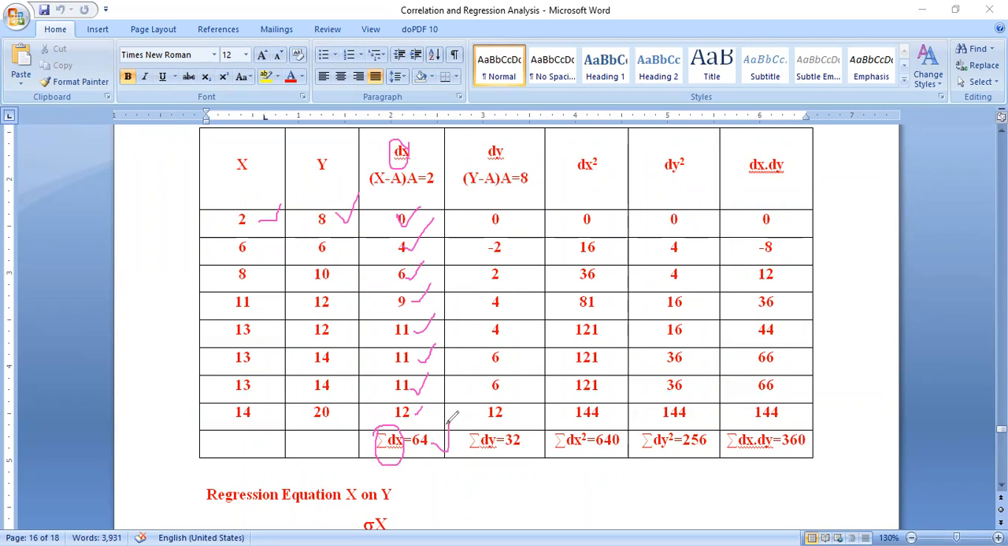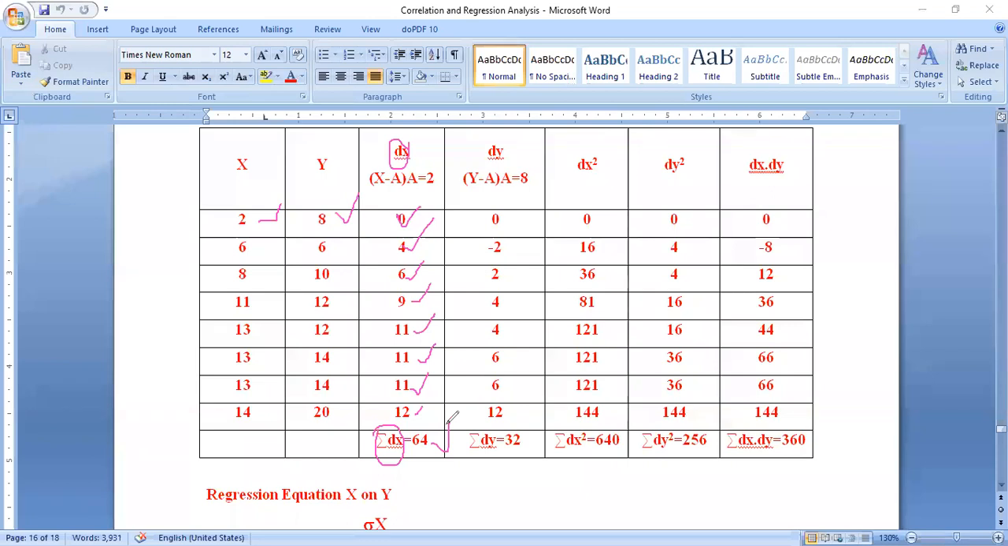Then the same procedure applies for dy also. That is 8 minus 8, that is 0. Next, 6 minus 8, that is minus 2. The next one, 10 minus 8, that is 2. Then 12 minus 8, that is 4, and 12 minus 8, that is 4. Again the same thing is applied for the remaining values.